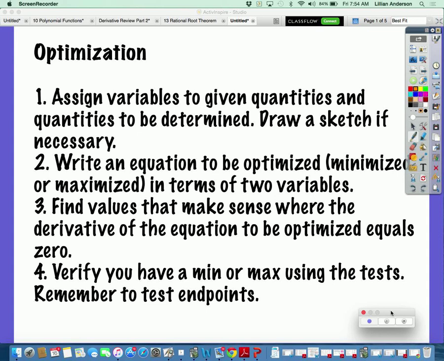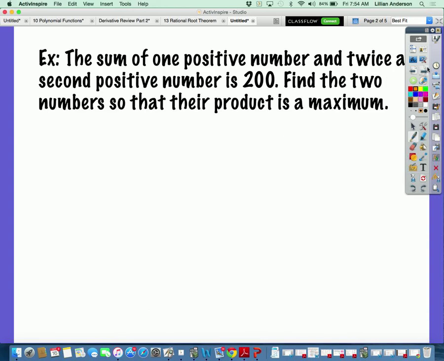Lastly, you want to verify that you do indeed have a maximum using the test, meaning the first or second derivative test. Also remember, if you have any endpoints, you want to test those endpoints. So let's jump right into it. There's not much explanation after that for these types of problems.